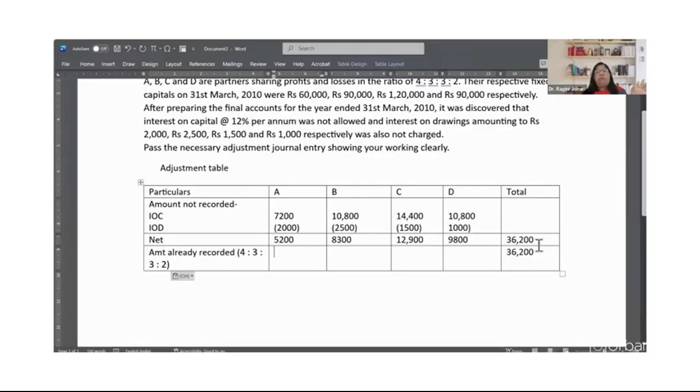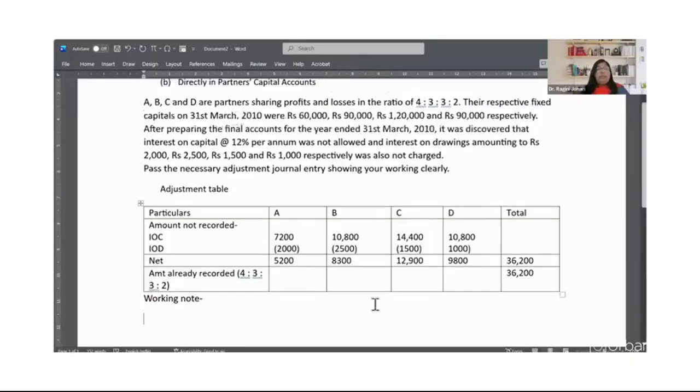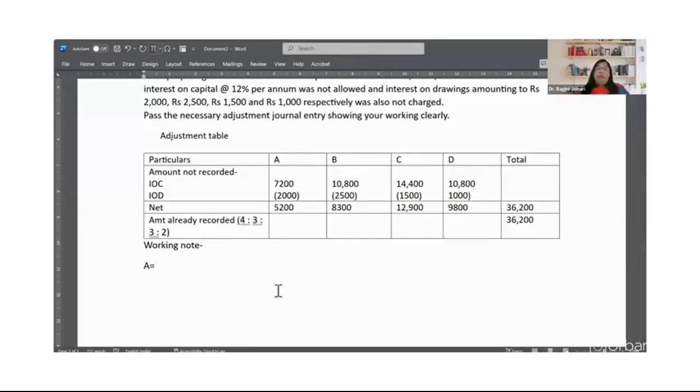Now if we make the working note here, for A, suppose I take 4. Likewise we are going to find out the values for others as well. So this is how much? 4 plus 3, 7, 7 plus 3, 10, 10 plus 2, 12. So this becomes 4 upon 12 multiplied by 36,200. And the amount that we get here is how much? 12,067.